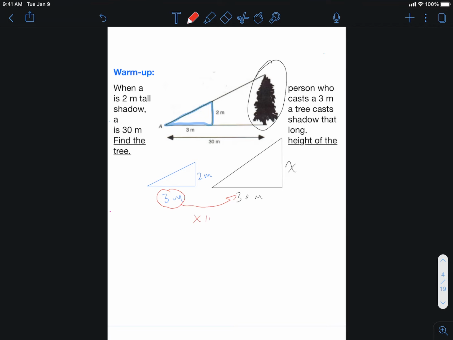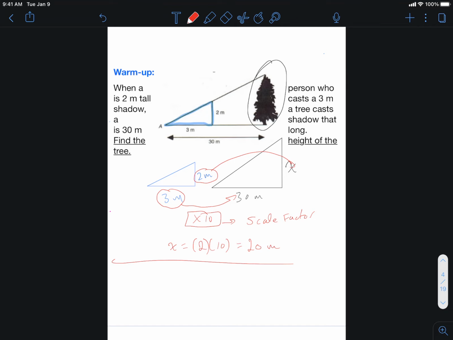Well, you multiply by 10. We're going to consider this our scale factor. So if I multiply by 10 there, I have to multiply by 10 here to find x. So x is going to equal 2 times 10. That's if I just drew the picture side by side.